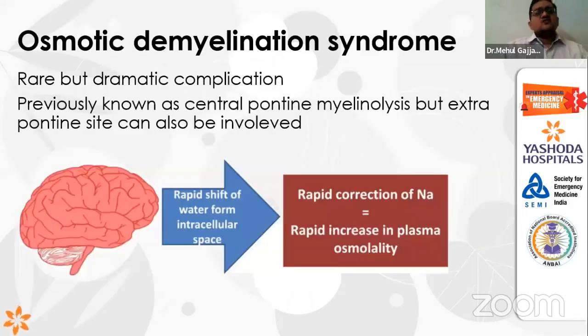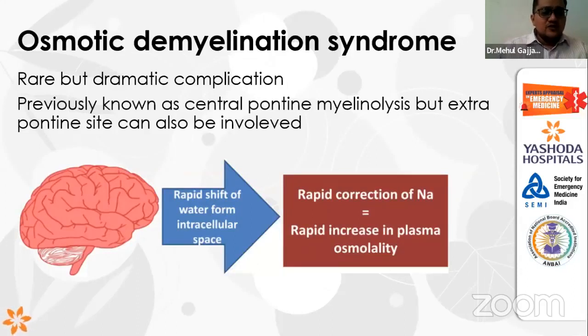Now, something called osmotic demyelination syndrome is a rare but dramatic complication of hyponatremia. This syndrome was previously known as central pontine myelinolysis, but later on it was recognized that not only the pons, other sites can also be involved. So the name was changed from central pontine myelinolysis to extrapontine myelinolysis, and later on osmotic demyelination syndrome.